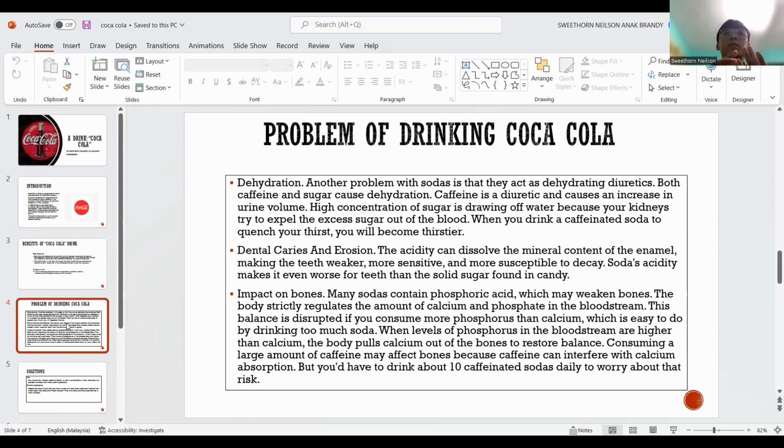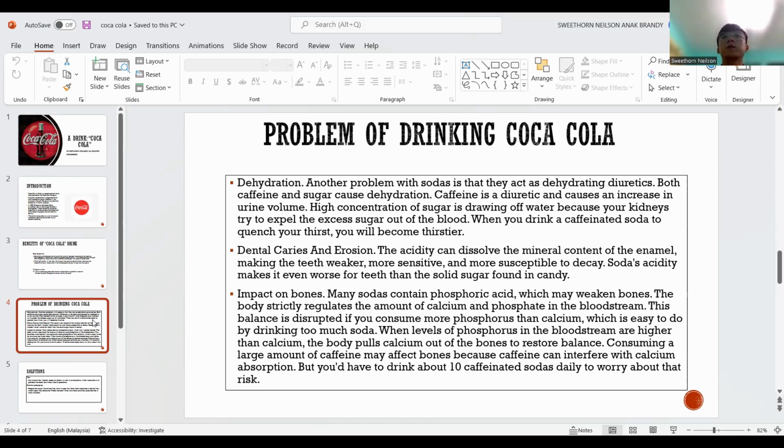The last problem of drinking Coca-Cola is it can impact our bones. Many sodas contain phosphoric acid, which may weaken our bones. The body strictly regulates the amount of calcium and phosphate in the bloodstream. This balance is disrupted if you consume more phosphorus than calcium, which is easy to do by drinking too much soda.